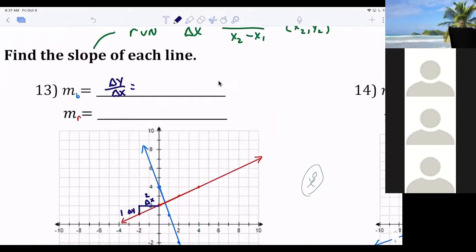How much should I go up? How much should I go over? 2. Does it matter what 2 points I pick? No, because the slope, the line of the slope is always the same. So look right here, I just wrote these. Up 1 and over what?